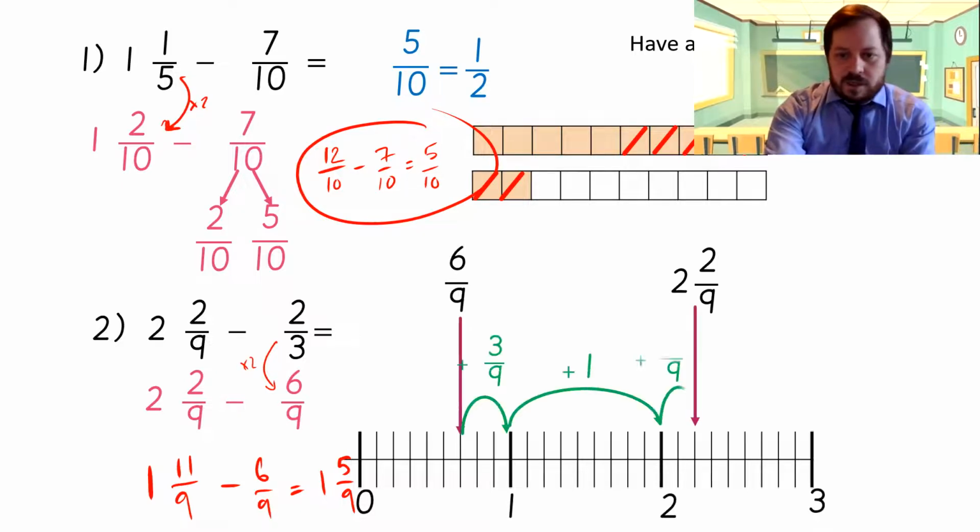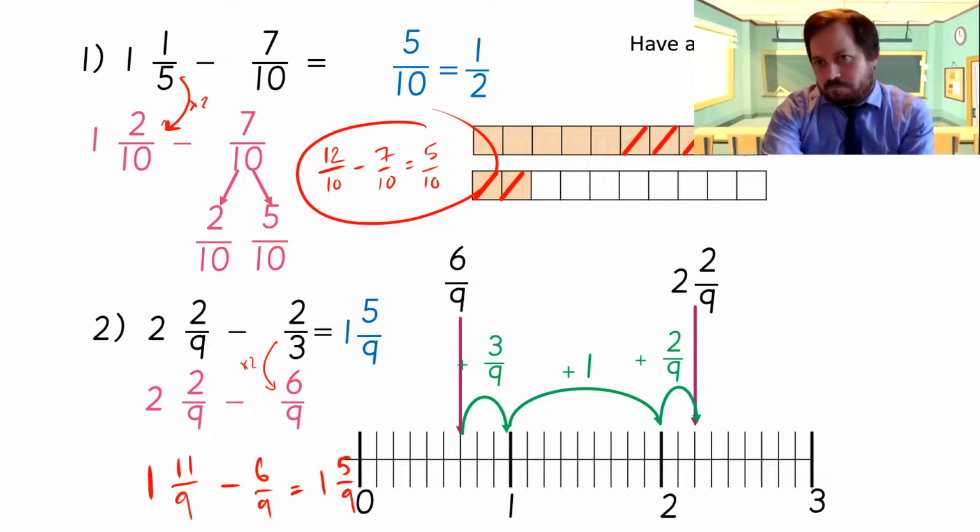Or again, use a number line and do the same thing and get the same answer. Personally, I do it my way, but either way works. Any of these methods that we talked about here will work perfectly fine for you.